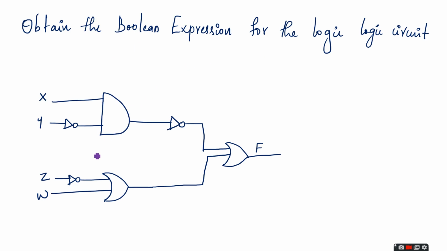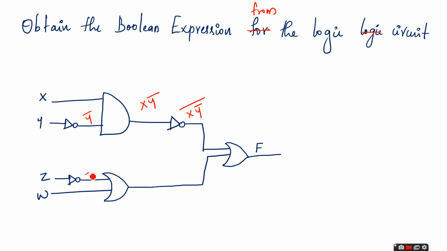Now, next question is, we have to obtain Boolean expression from the logic circuit. Obtain the Boolean expression from the logic circuit. X, here then Y complement. When X and Y complement are passing through AND gate, we will get XY complement. Again, we are passing it through NOT gate, we will get complement of XY complement.